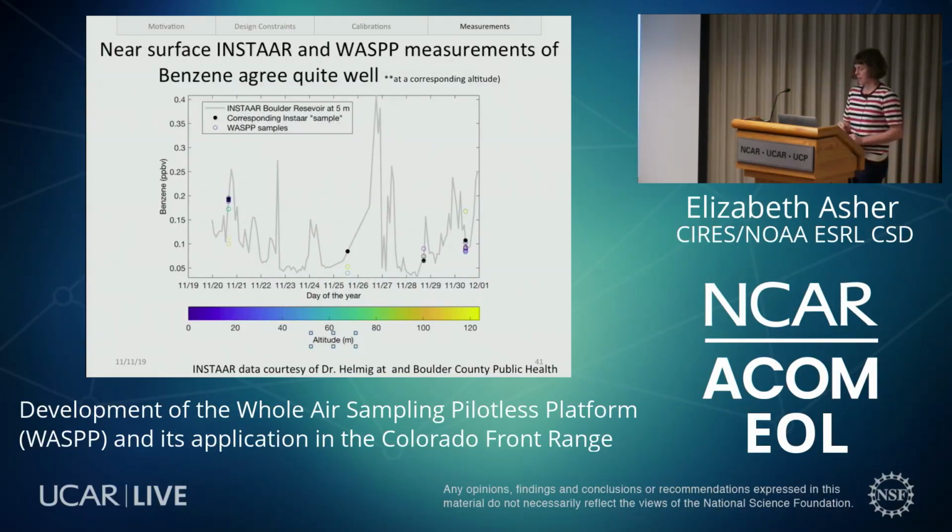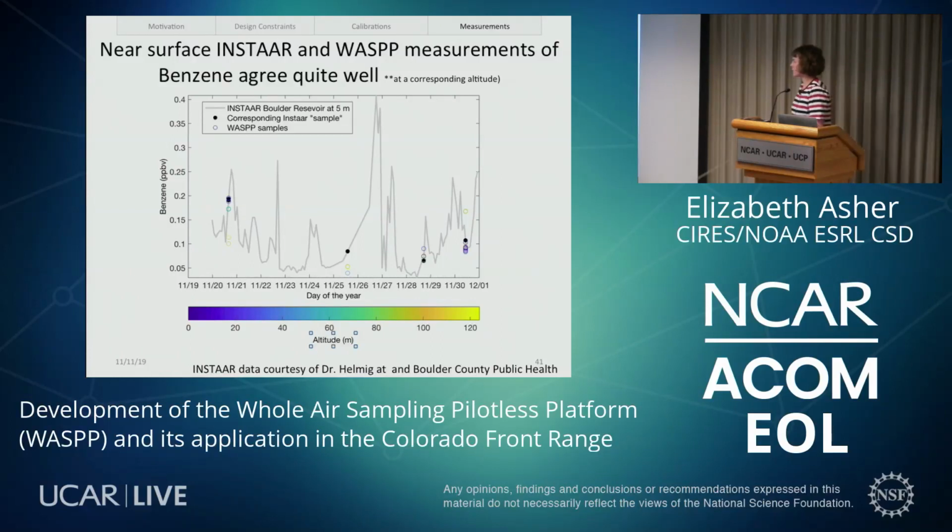The last thing in terms of results that I want to present is that we made some measurements at the Boulder Reservoir right to the northwest, and there were INSTAR measurements to the southeast. This is a comparison showing time on the x-axis and benzene on the y-axis. This gray line is the time series of INSTAR measurements at 5 meters. These black dots are the corresponding INSTAR samples to our measurements when we made vertical profiles using the WASPP instrument. And in color, I've shown the concentrations of benzene at various altitudes that the WASPP instrument sampled.